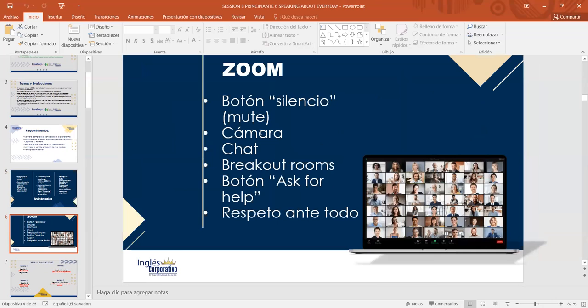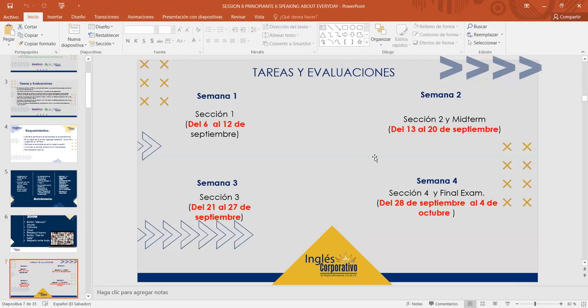And then here we have that this is the expectation: everybody with the cameras on, the microphone off. The two chats are available as every single day via WhatsApp and via Zoom. The breakout rooms will be available for you to practice in small groups. The button to ask for help when you are working in the breakout rooms will also be available. And as with everything that happens in class, respect above all, okay? Everyone needs to be respectful with others. And here we are in week number 2, as I was telling you, okay?